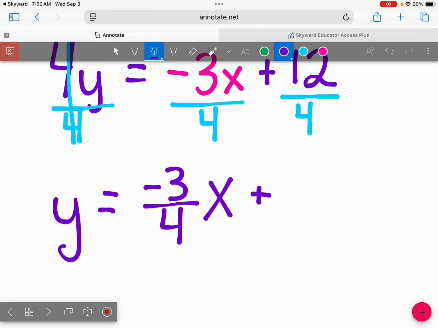What do we get next to it? What do we have with our 12 divided by 4? 3. Whew, that one's not a fraction. Thank goodness. So what's our m? What's our slope?